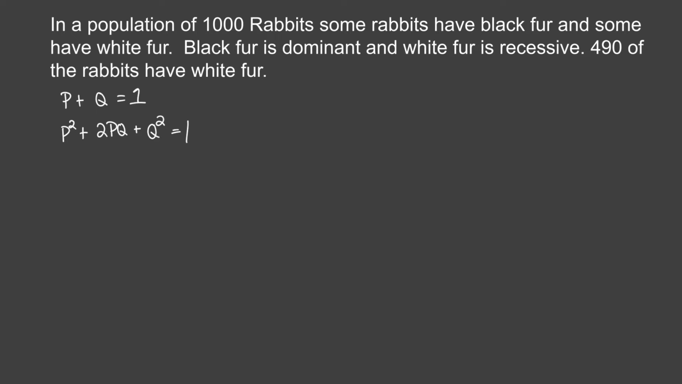In a population of 1,000 rabbits, some rabbits have black fur and some have white fur. Black fur is dominant and white fur is recessive. 490 of the rabbits have white fur. So it gives us a number of the rabbits that have white fur, but it doesn't tell us how many have a certain allele. So we don't know our p-value or our q-value yet, but what we do know is that 490 of the rabbits have white fur, and white fur is recessive.